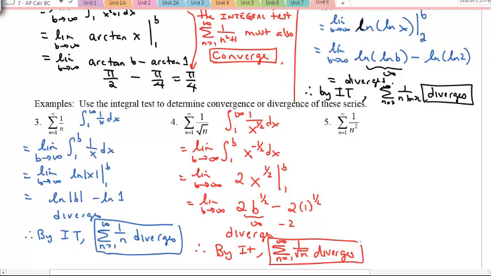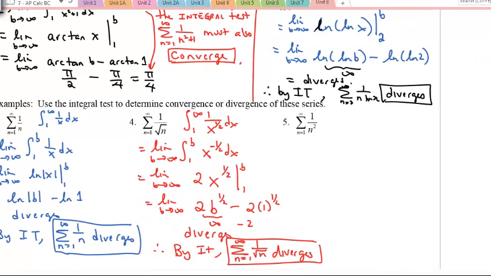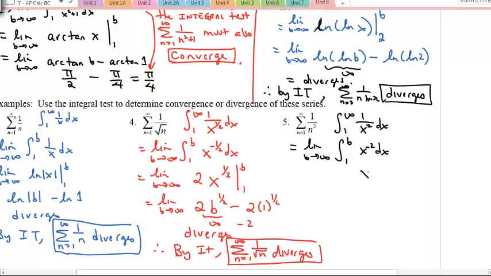And if the first two diverge, the pattern says the last one should diverge. Right? Let's see. The integral from 1 to infinity of 1 over x squared dx. Limit as b approaches infinity, 1 to b, x to the negative 2 dx, x to the negative 1 over negative 1, evaluated from 1 to b.